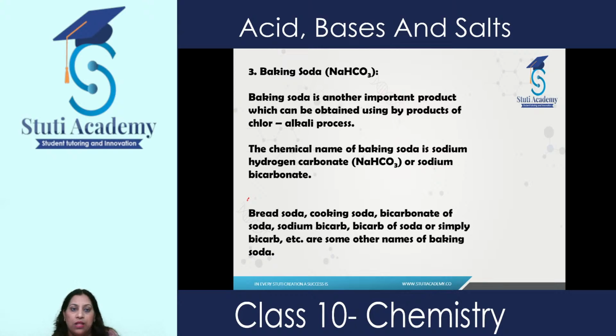So now, next very important salt is baking soda, and the chemical name of this baking soda is sodium hydrogen carbonate. As you can see, due to the presence of hydrogen and carbonate, it is named as sodium hydrogen carbonate. This is the chemical name, and common name is baking soda. We use this baking soda as an anti-acid also because it neutralizes the effect of acid. It is a strong base.